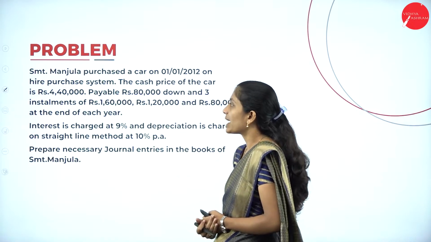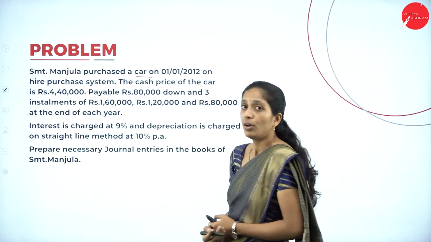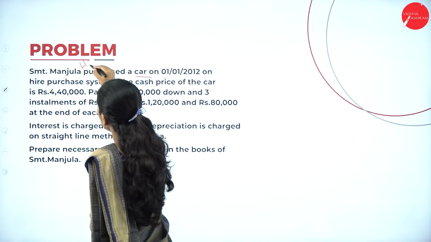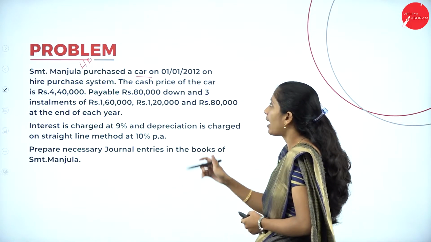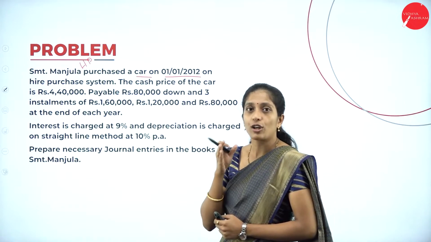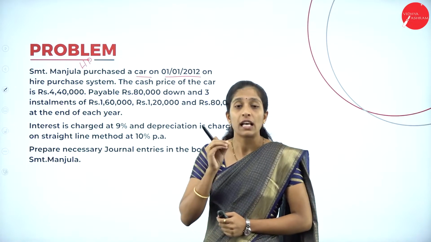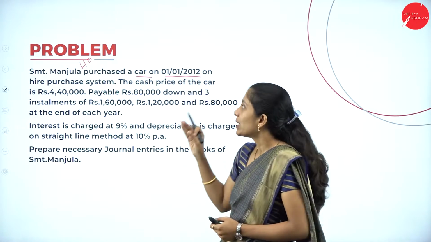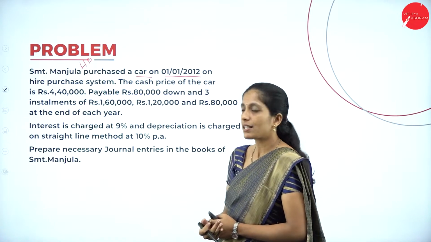Now go through the problem here. Srimati Manjula purchased a car. Now who is the hire purchaser? Srimati Manjula. So Manjula is a hire purchaser. She purchased a car on 1/1/2012. As I told, recording of date is also very important because here the payment is made in the form of installment along with interest. So this date is very important. They have purchased a car on 1/1/2012 on hire purchase system.